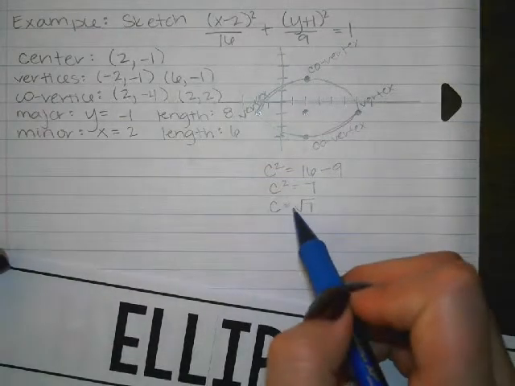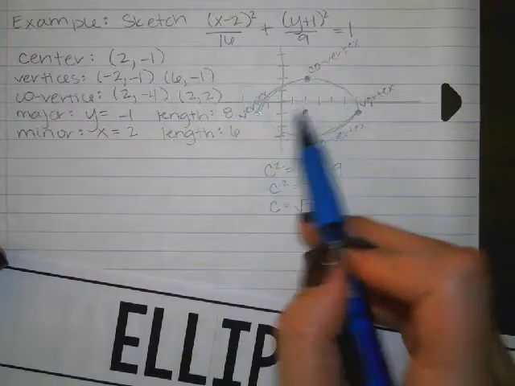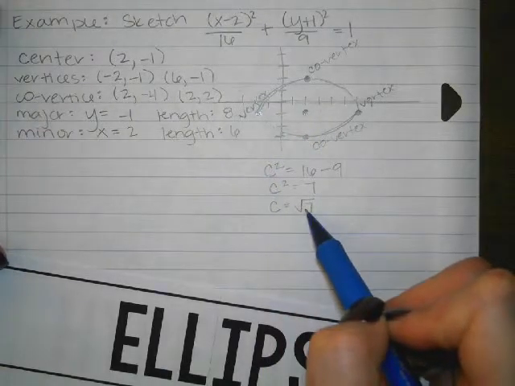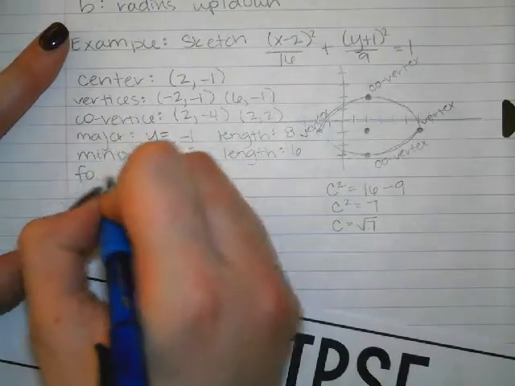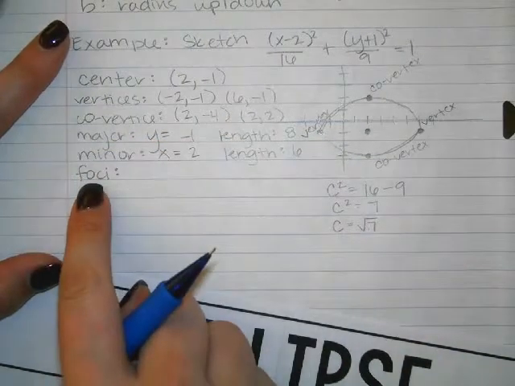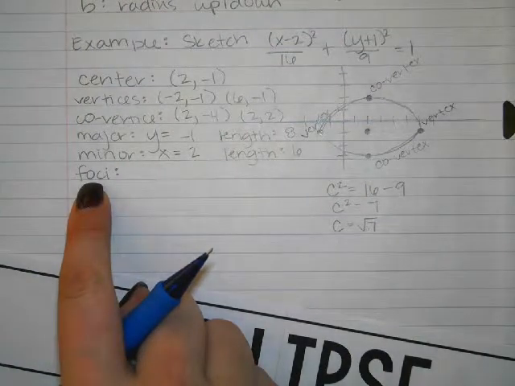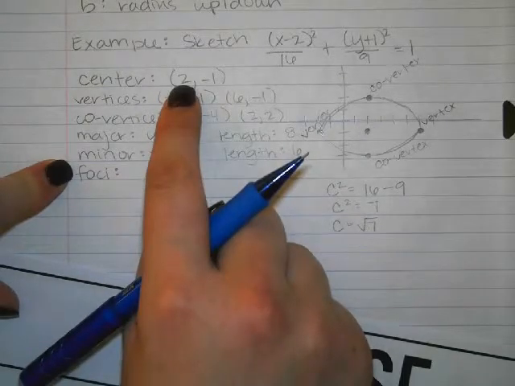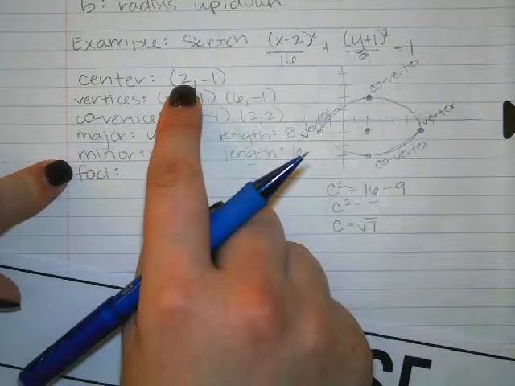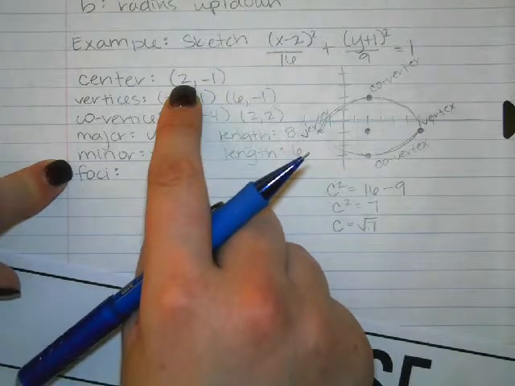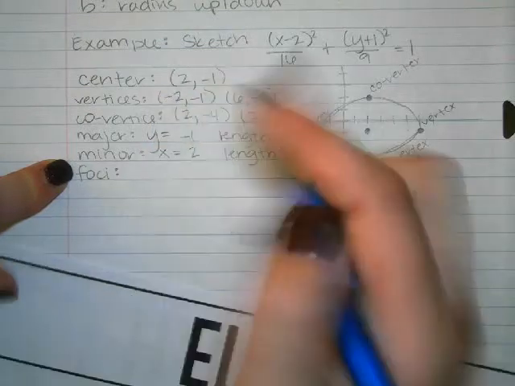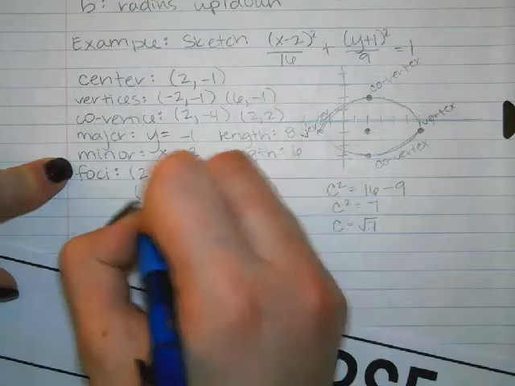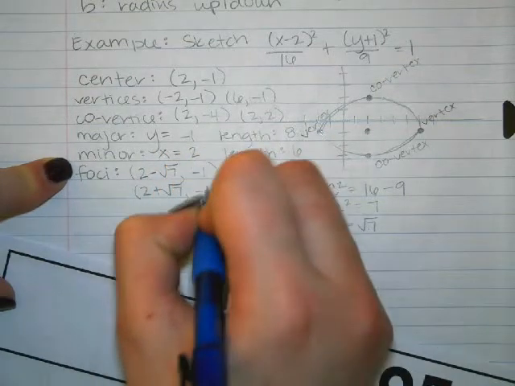Okay, so for us to draw the focus, we would have to start at the center, and we're going to go along the major axis, and so that means we're going to go to the left and to the right square root 7. Okay, so here, and this is the way you spell focus plural, so foci, however you want to say it. We're going to take the x-coordinate and add square root 7 and subtract square root 7. You do not have to draw the focus if you don't want to. Okay, so I'm going to say 2 minus square root 7, comma, negative 1, and 2 plus square root 7, comma, negative 1.